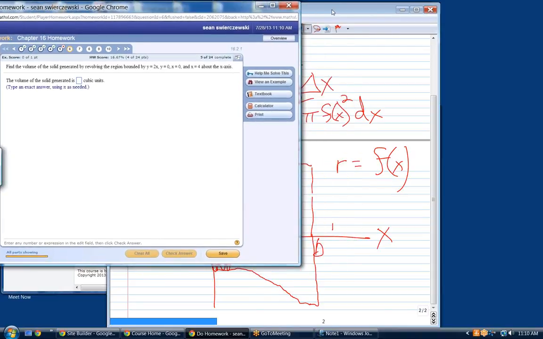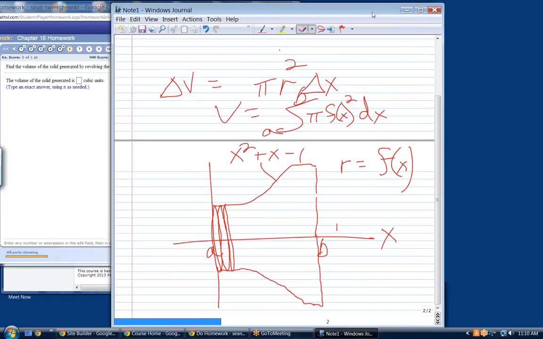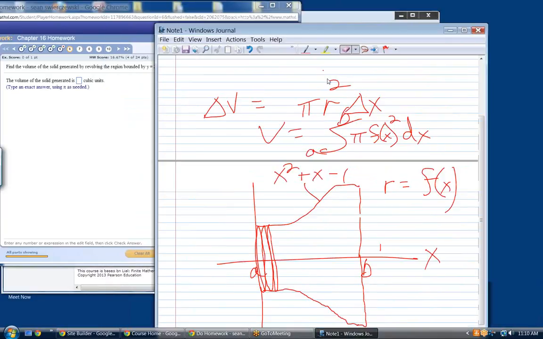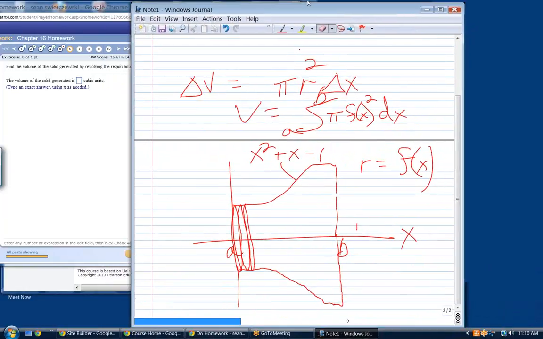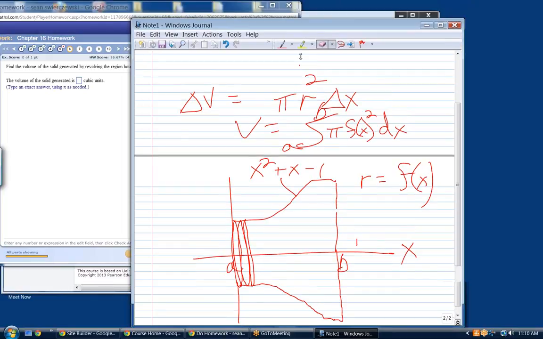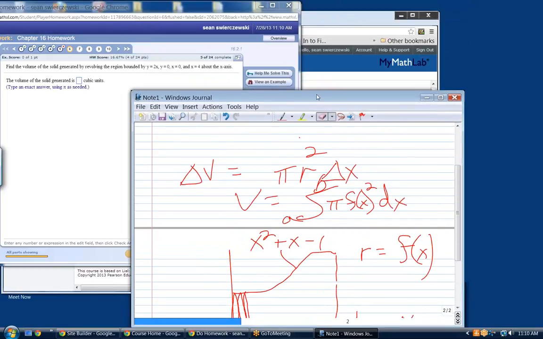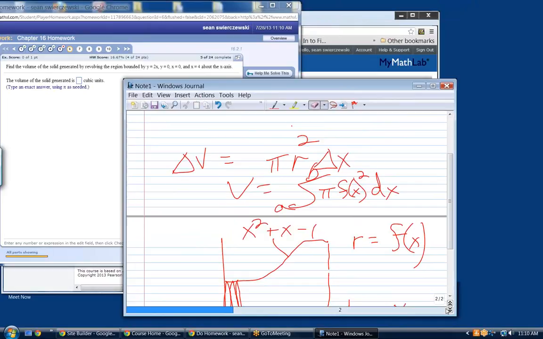So I'm trying to find the volume. Let me do this just a second. Oh, I've got to be able to get it on the screen. Okay.